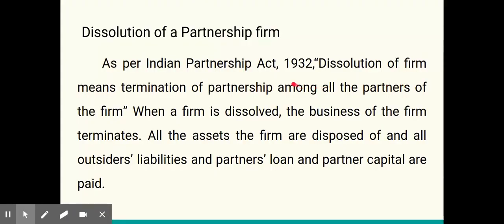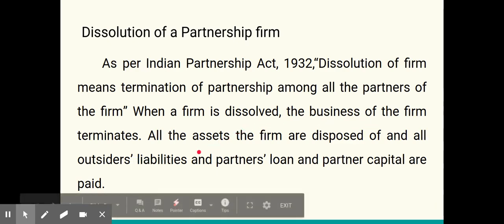As per the Indian Partnership Act 1932, the dissolution of firm means termination of partnership among all the partners of the firm, which means that the partnership firm is dissolved or liquidated or wound up. So, when a firm is dissolved, it means that the firm is completely wound up. There is no firm after this in future. That is what dissolution of partnership firm is.